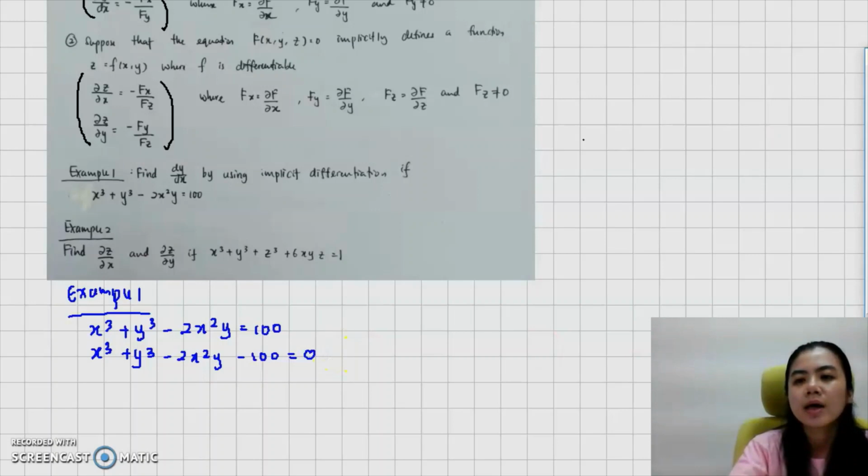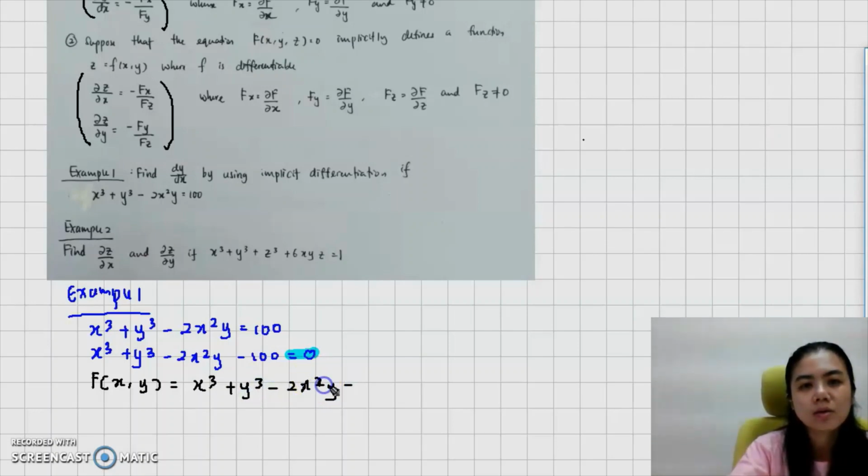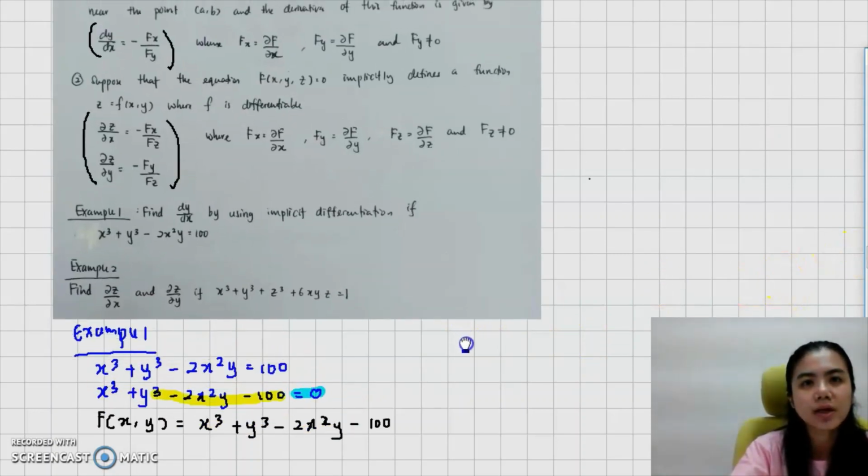Once you have let it equal to 0, now you can obtain your function capital F that contains the variables x, y, z. That is this: x cubed plus y cubed minus 2x squared y minus 100. That is whatever we have arranged. Once you have obtained your function F, let's look at the formula again.